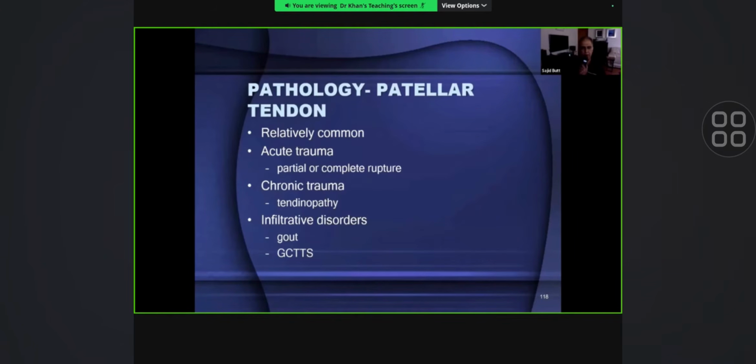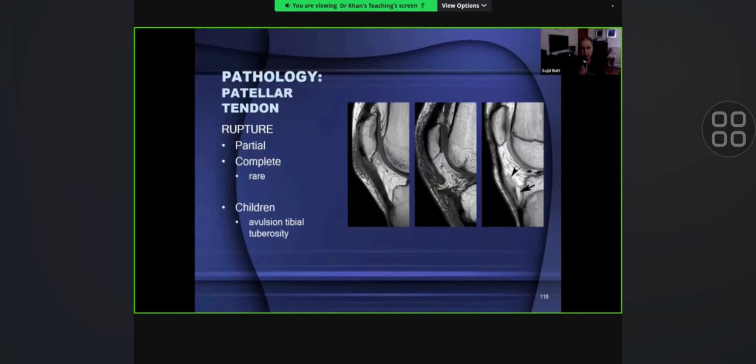Pathology of the patellar tendon is relatively common and tends to happen in both acute and in chronic settings. We can also have infiltrative disorders in terms of gout, tophaceous gout, and giant cell tumor of the tendon sheath, affecting the ligamentum patelli. In terms of acute trauma, we can have disruption of the ligament fibers from the patellar attachment very commonly, in the mid-substance relatively less commonly, and tibial tuberosity avulsion with a bone fragment present on the deep surface.